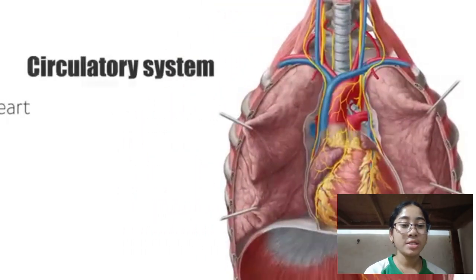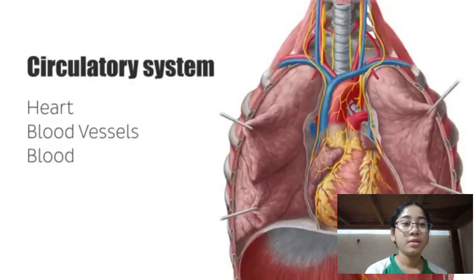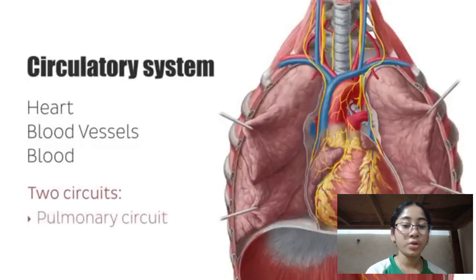The circulatory system is comprised of the heart, the blood vessels, and the blood. It consists of two circuits, the smaller being the pulmonary circuit, which runs between the heart and the lungs, and the larger being the systemic circuit, which runs between the heart and the peripheral tissue.